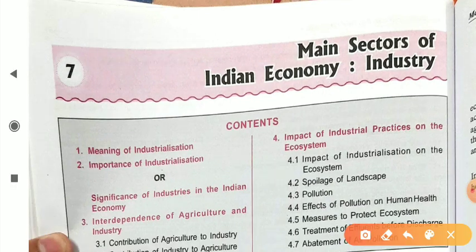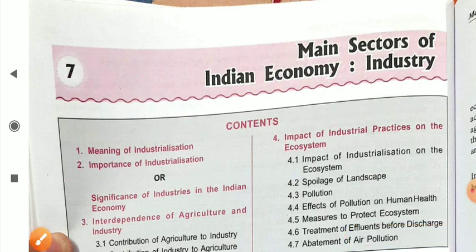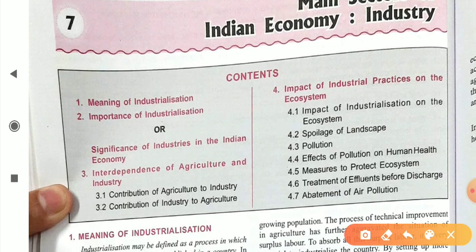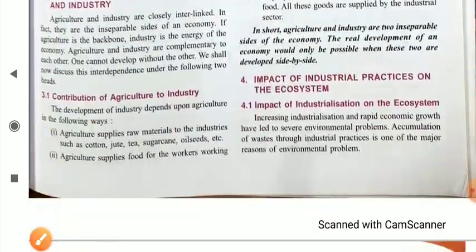Which is about the main sector of the Indian economy and mostly about the industry sector. In this chapter, we already discussed the meaning of industrialization. After that, we discussed the importance of industrialization. Okay, and then we discussed the impact of industrial practices on the ecosystem. Now, our today's topic is about the impact of pollution, or the effect of pollution, on human health.